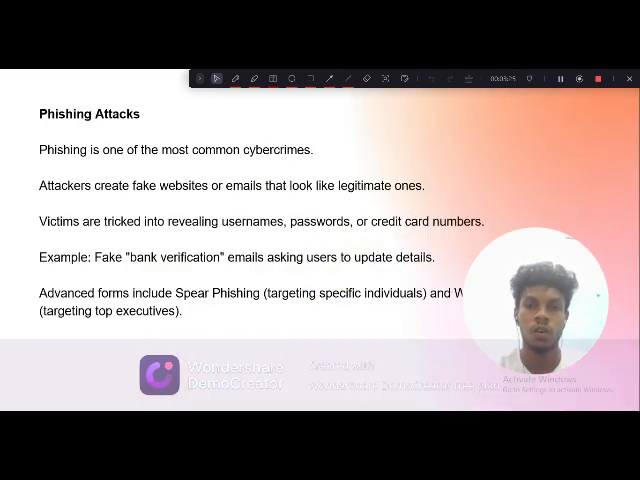Next is the phishing attack. Phishing is one of the simplest but most dangerous attacks. Attackers send fake emails or create fake websites that look real to trick users into entering their login details. You might have seen bank verification emails that ask for your password. That is phishing. Phishing is one of the common cybercrimes. Victims are tricked into revealing usernames and passwords.